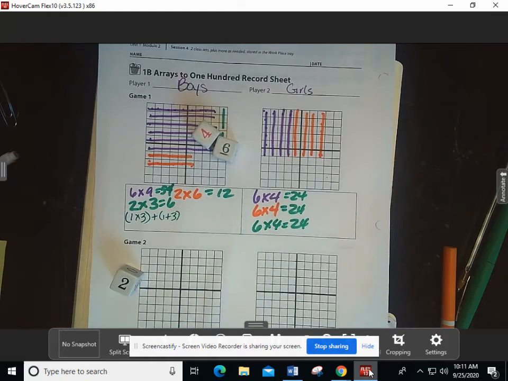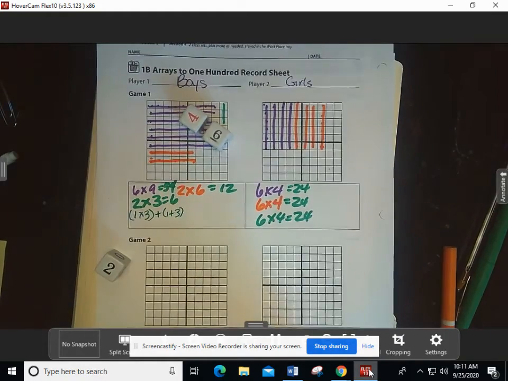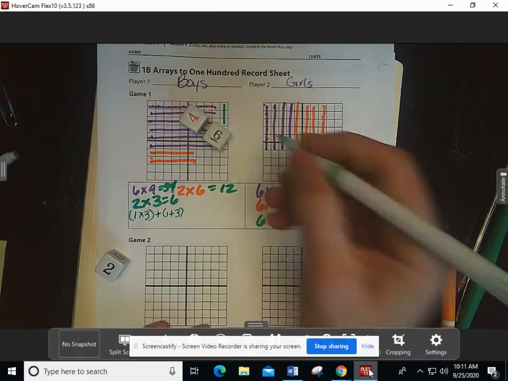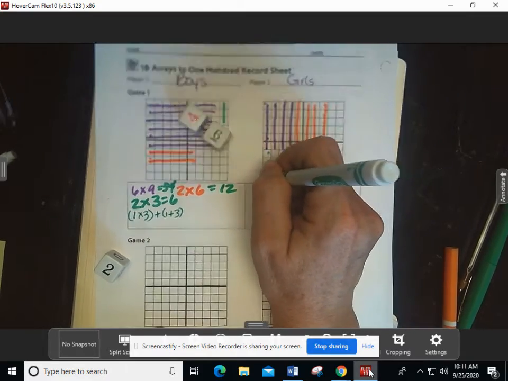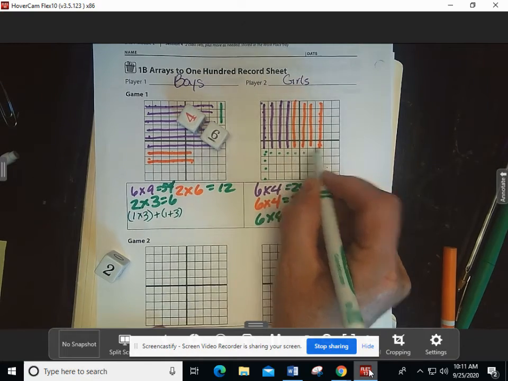Okay. I gotta keep watching this. Oh goodness, the wind's picking up. So girls, I think we're probably going right in here. What do you think? Yeah. Okay. So 1, 2, 3, 4 by 1, 2, 3, 4, 5, 6.